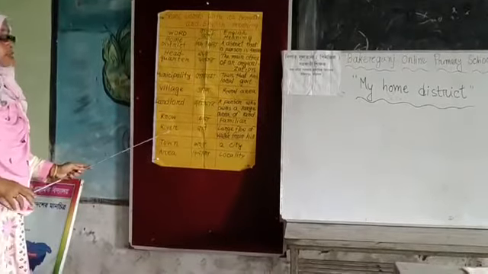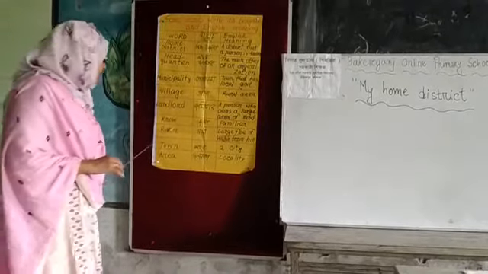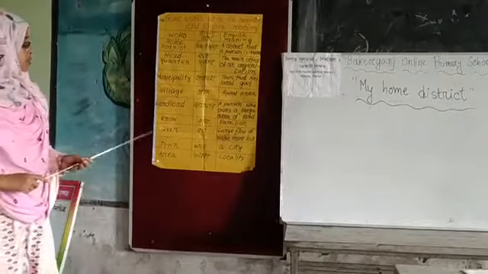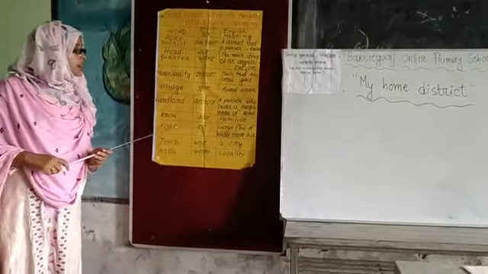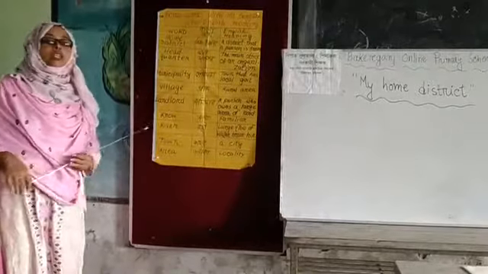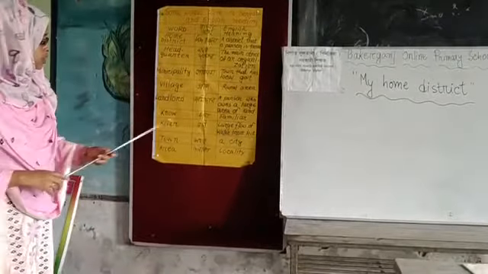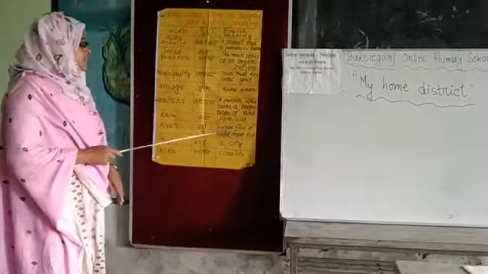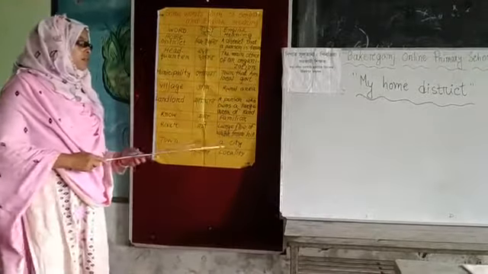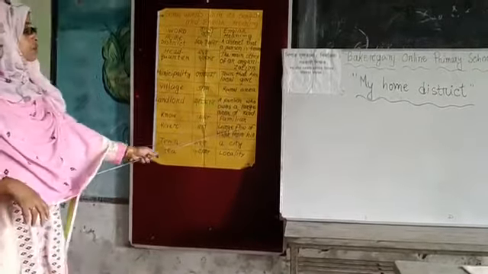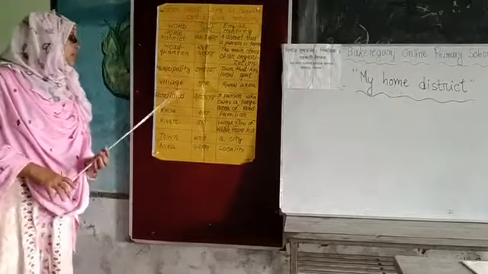Then, here is river. Please try to pronounce with me. River. River এর বাংলা অর্থ হচ্ছে নদী. And its English meaning is large flow of water from hill.